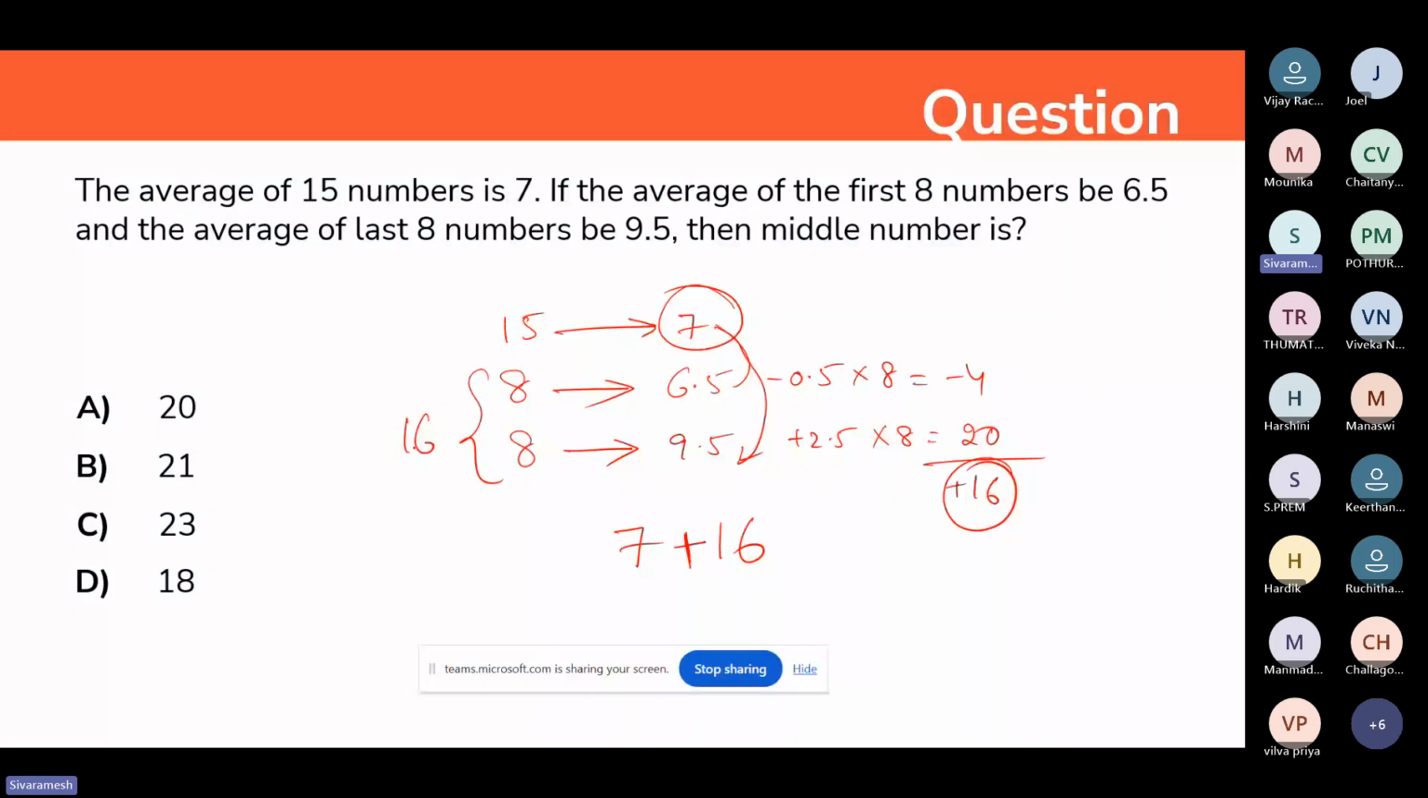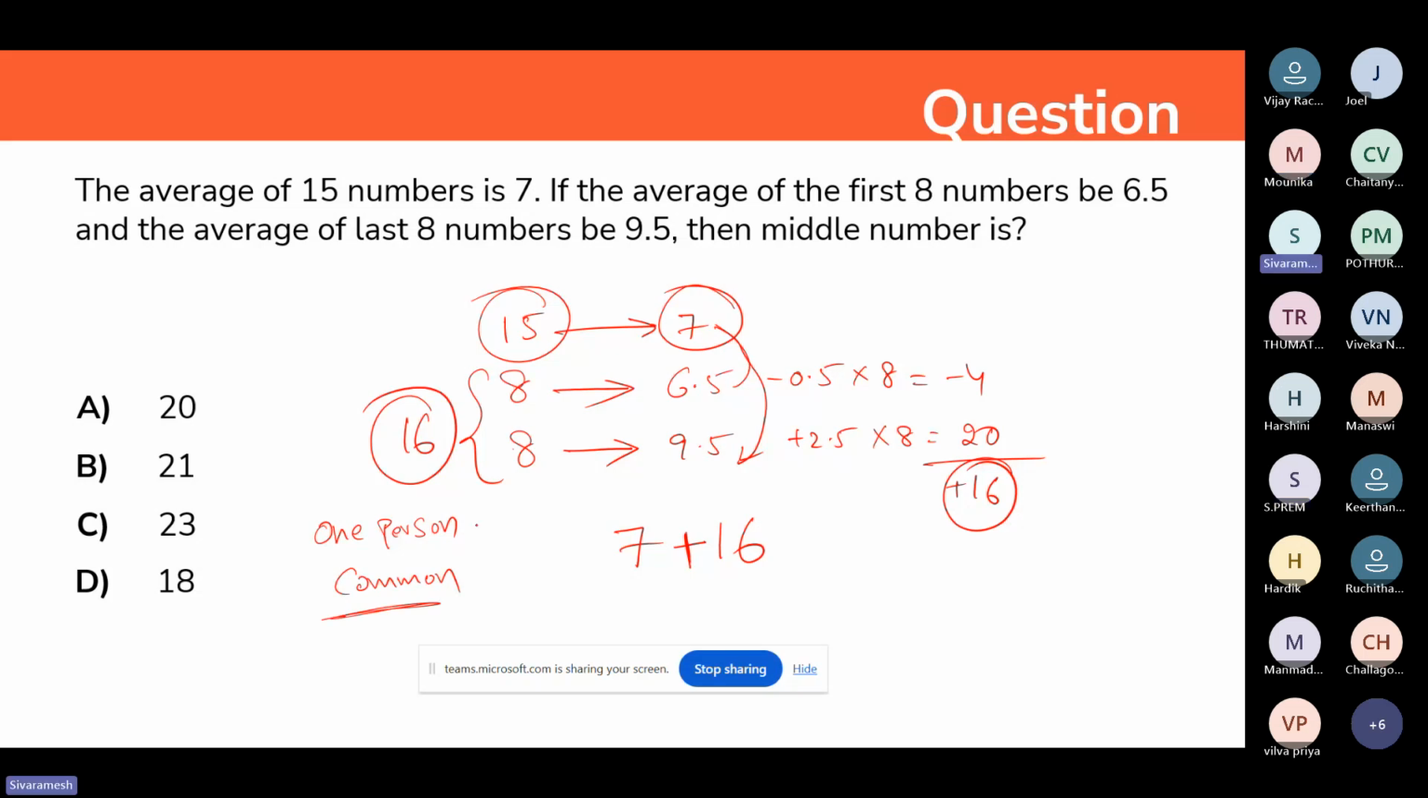Next, if you observe 8 and 8, how much? 8 and 8 is 16, but only 15 students are there. How did these 16 people come into the picture? So I can say that in these 8 and 8, one person is common, right? One person is common. Are you getting my point? Yes, sir. Here one person is common.